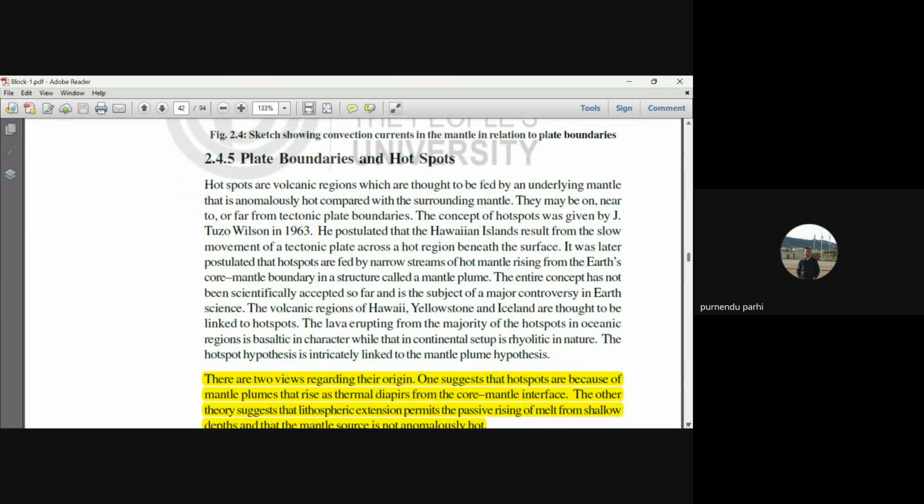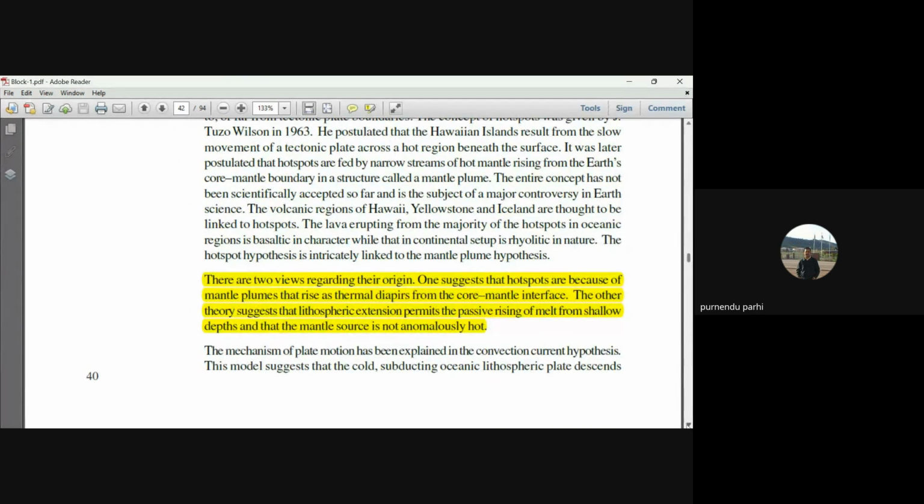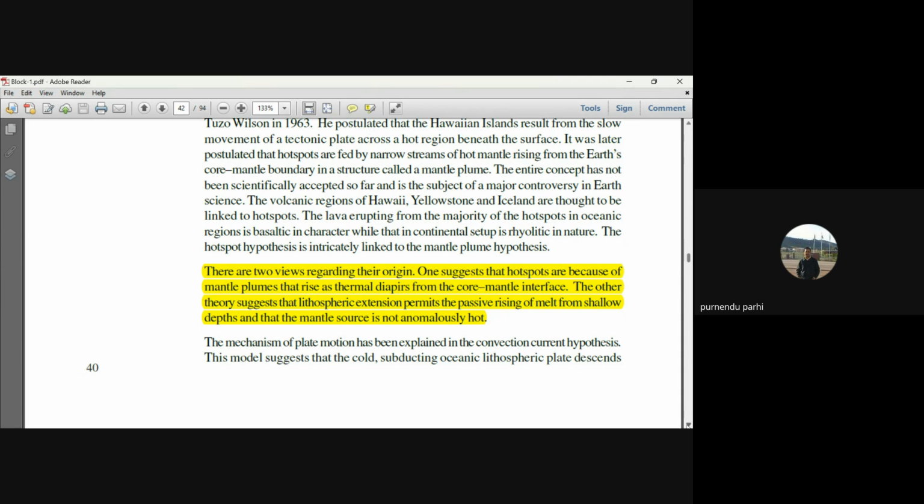Plate boundaries and hotspots. There are two views regarding their origin. One suggests that hotspots are because of mantle plumes that rise as thermal diapirs from the core-mantle interface. The other theory suggests that lithospheric extension permits the passive rising of melt from shallow depth, and that the mantle is not anomalously hot.